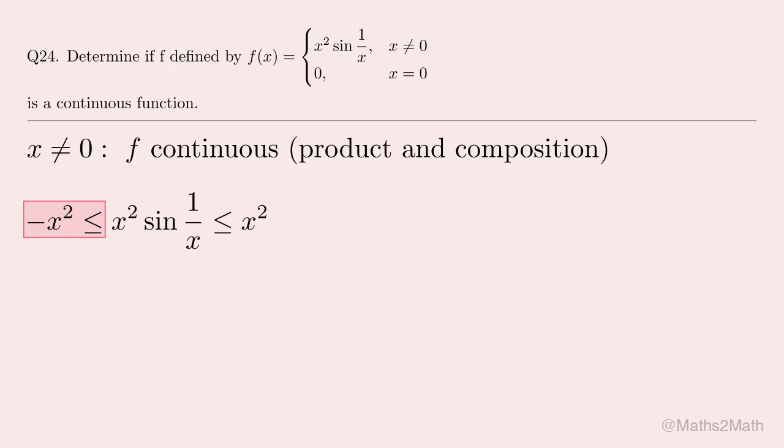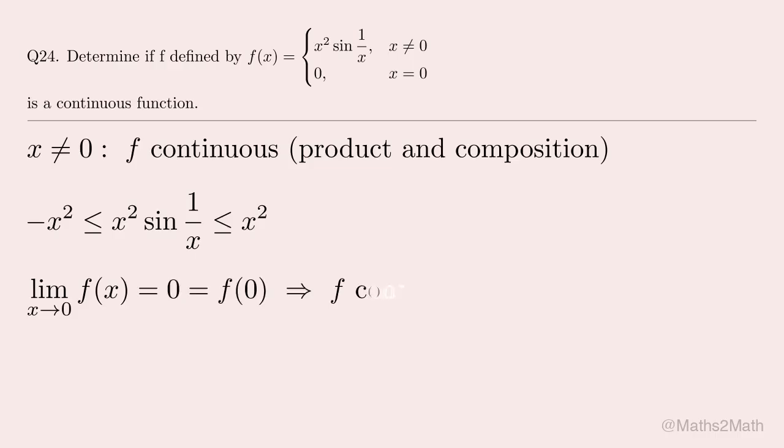Sine of anything lies between -1 and 1, so f is squeezed between -x squared and x squared. Both bounds tend to 0 as x tends to 0, so the limit of f is 0, which equals f of 0. Continuous everywhere.